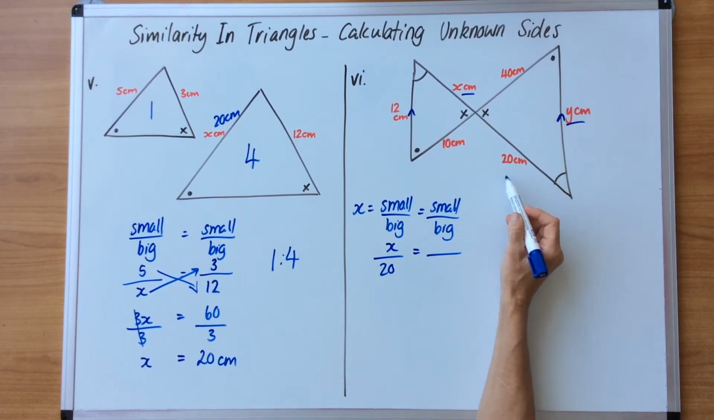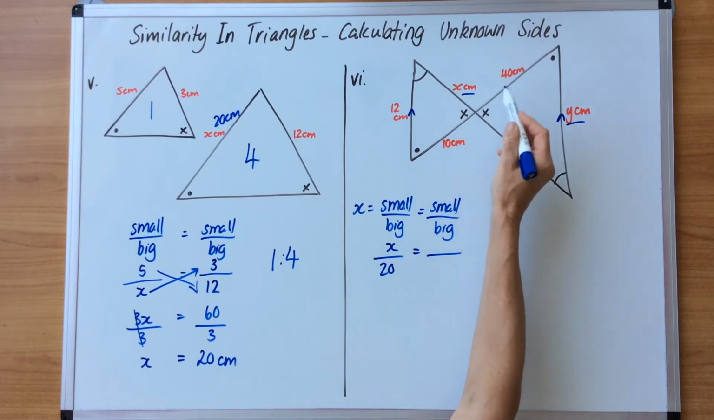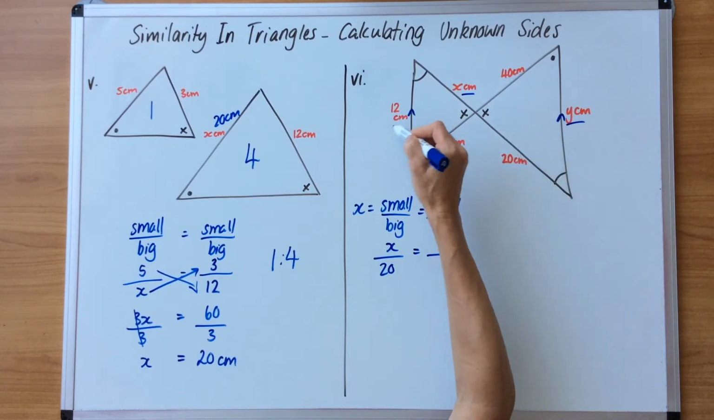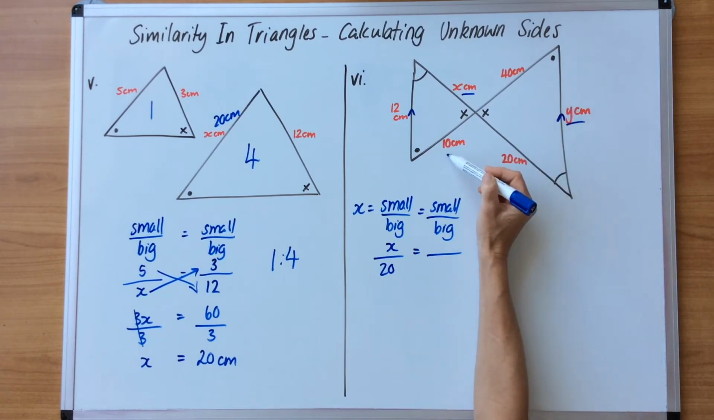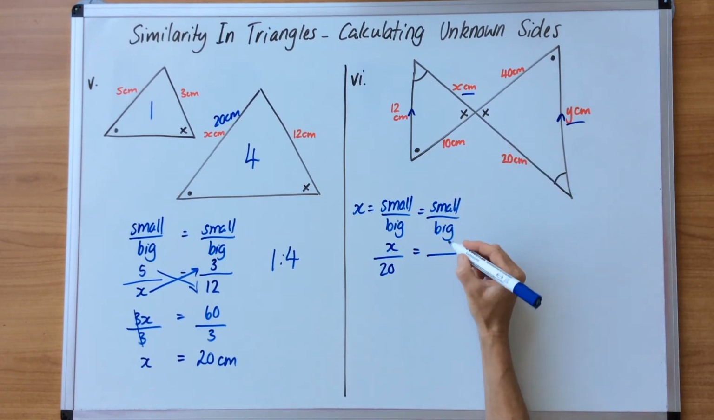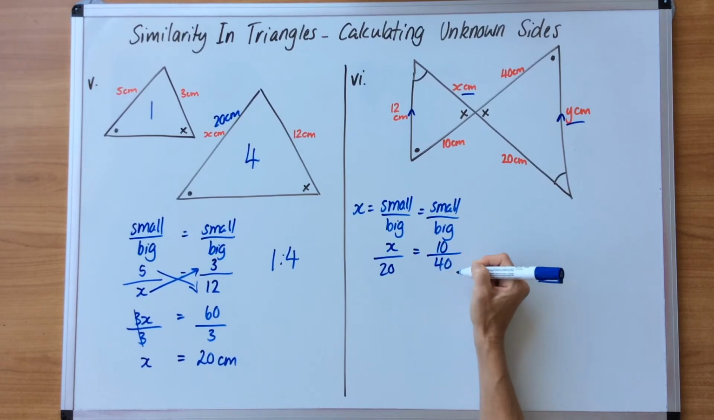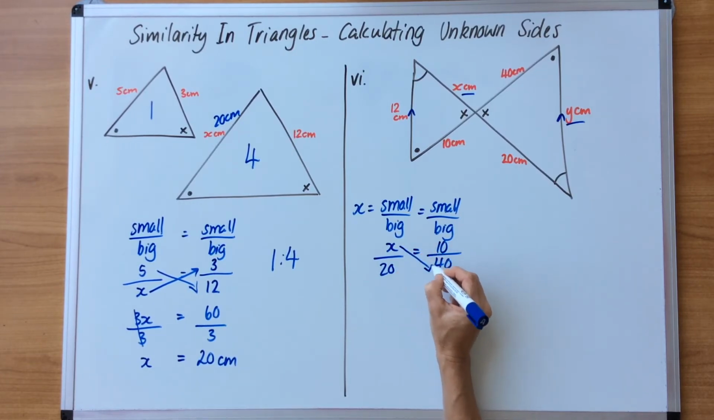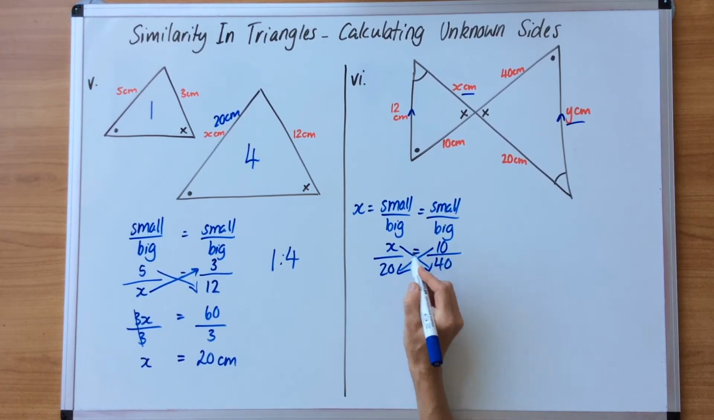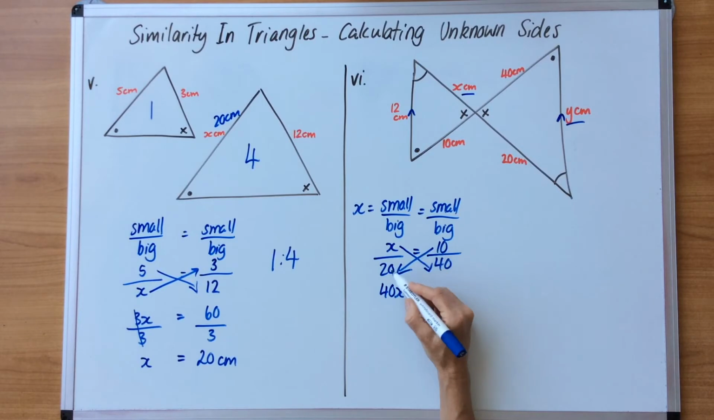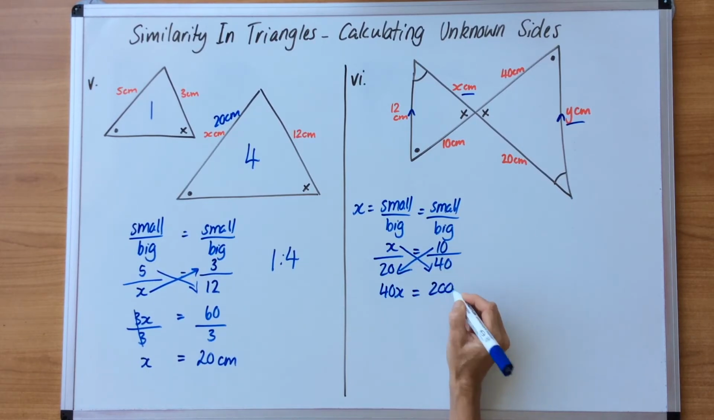And then the other measurement we need to get here is the 40 and the 10. We're not doing anything with the y and the 12 because that comes in later. So the small measurement here is the 10 over the 40. And now we're going to cross multiply as we would. We start with the pronumeral followed by the next number. So x times 40 is 40x equals 10 times 20 is 200.